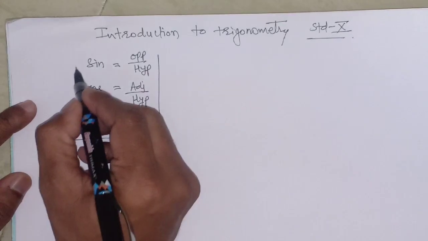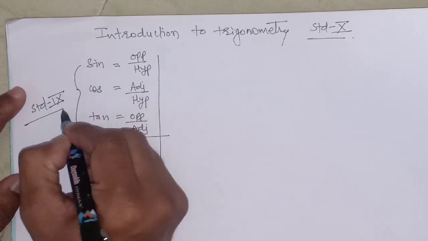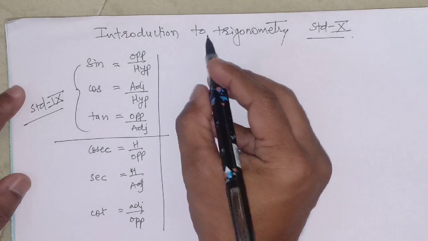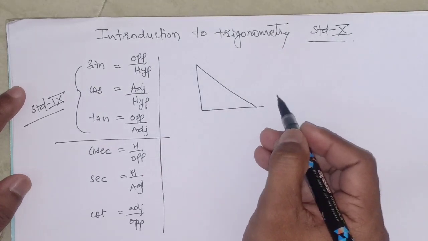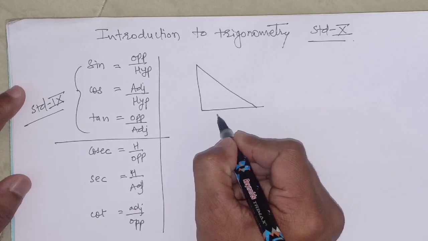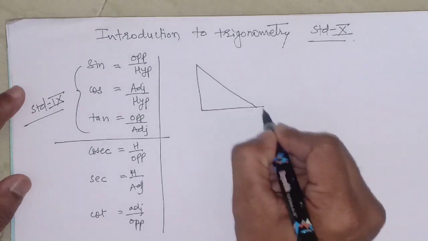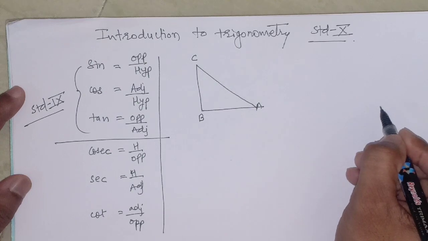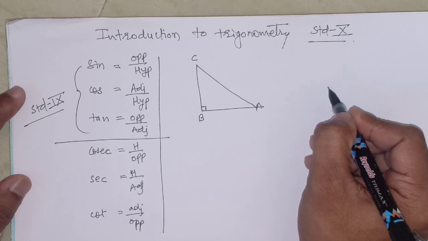We have studied only these three ratios in standard 9th. In standard 10th, what we have to do? We have a triangle. Of course, as we are talking about trigonometry, we have to consider only a right angle triangle. Call this A, B, C. Now, let measure of angle B be 90 degrees.